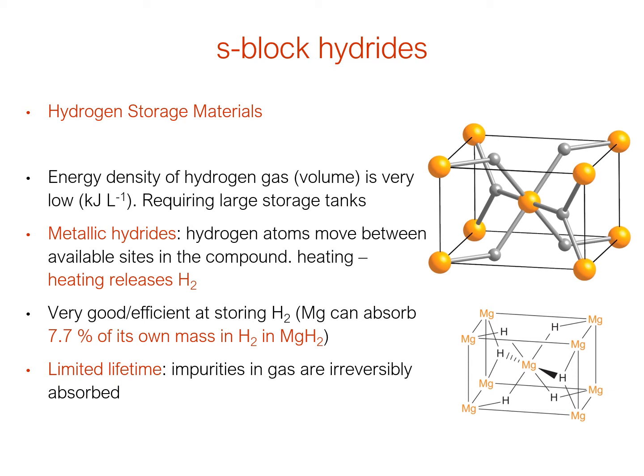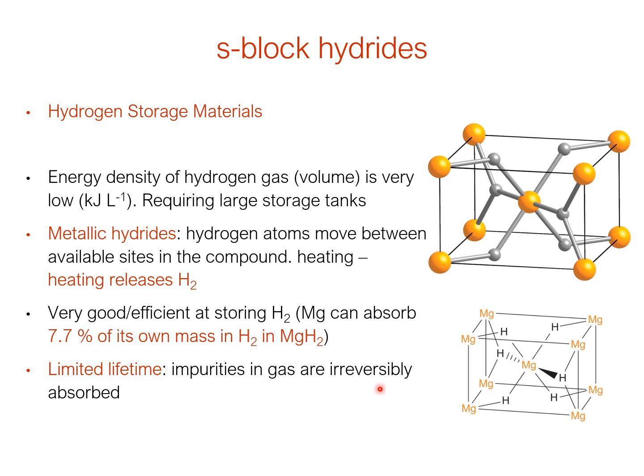So metal hydrides can be used as hydrogen storage compounds. I've got the example here of magnesium hydride. Magnesium can absorb 7.7% of its own mass in hydrogen, which is quite a lot. So you can put the metal hydride in the car as a storage site, and then upon heating, the hydrogen is released from the magnesium hydride and can be supplied as gas. It's just a very good way of storing a lot of hydrogen in a much smaller space.